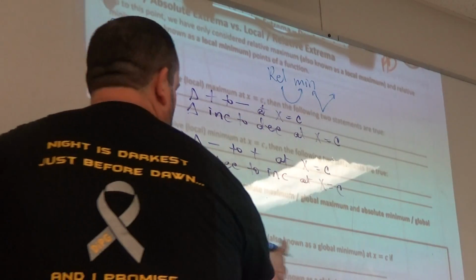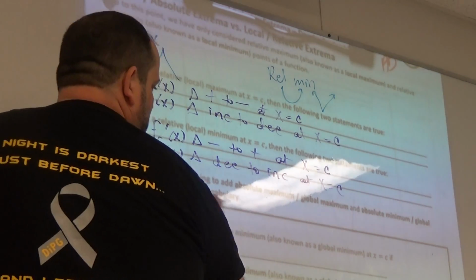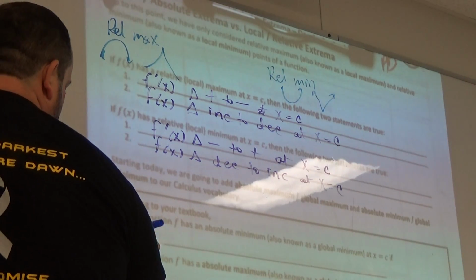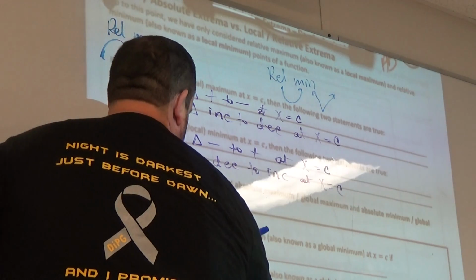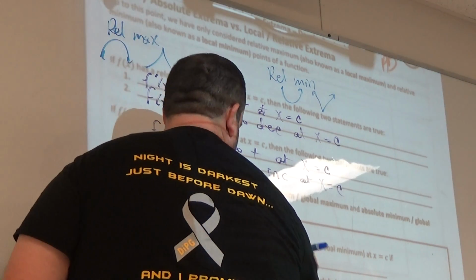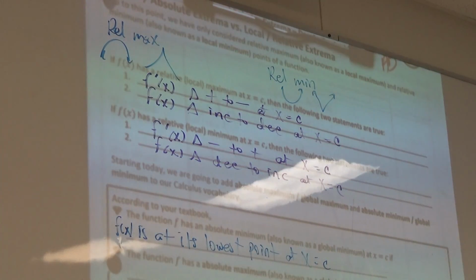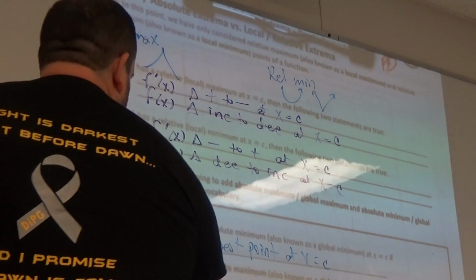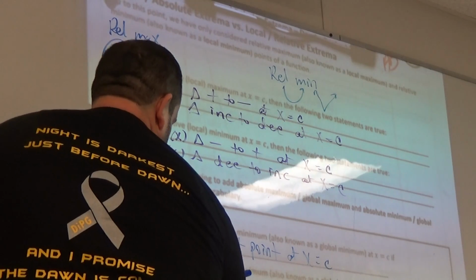If you have, in this case, absolute min, so awkward. The function f has an absolute minimum if f of x is at its lowest point at x equals c. So absolute minimum is just the lowest point on the graph. That's that. But it has to be a point. So to be an absolute max, f of x is at its highest point.